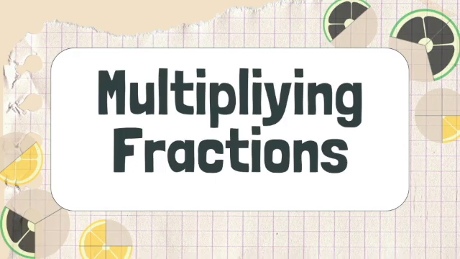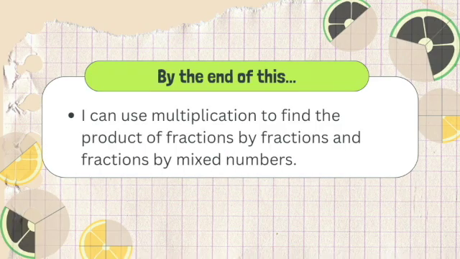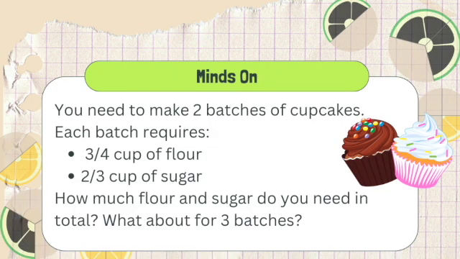Again, I do believe that multiplying fractions is easier to follow and has fewer steps than adding and subtracting fractions. So by the end of this, I can use multiplication to find the product of fractions by fractions and fractions by mixed numbers. I would like you to pause the video and engage with this Minds On. Remember, there's more than one way to do it, and we'll take up the answer after.